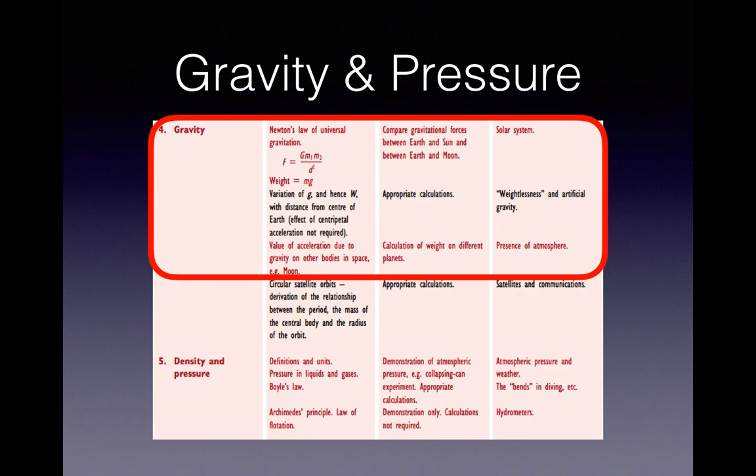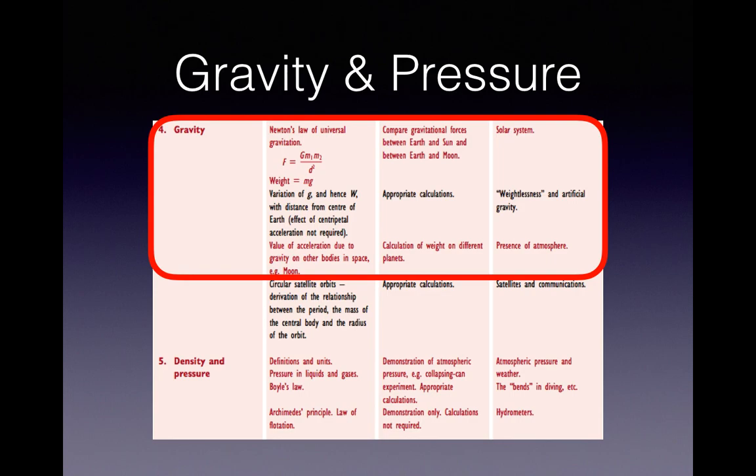The third column, we want to compare gravitational forces between Earth and the Sun and between Earth and the Moon. You need to be able to do calculations using the formula in column 2, and you should be able to calculate weights on different planets. And then the final column is the science, technology and society part of the syllabus, makes up around 10%. It's the applications basically of physics. We need to have a look at the solar system, weightlessness and artificial gravity, and the presence of the atmosphere.